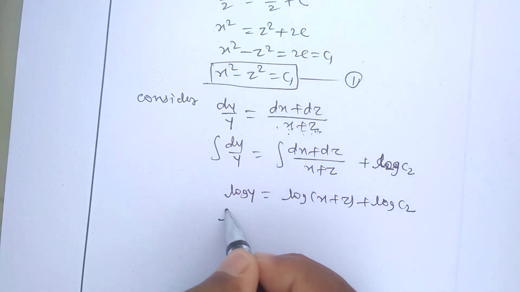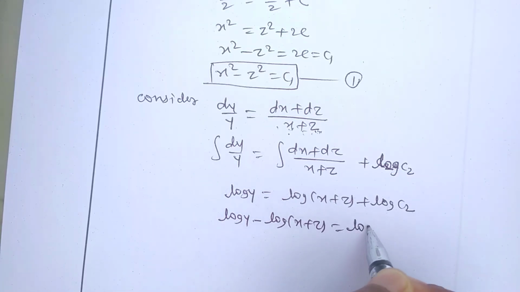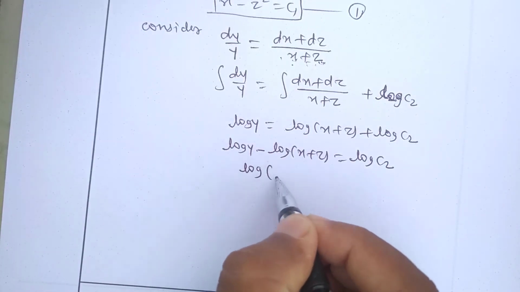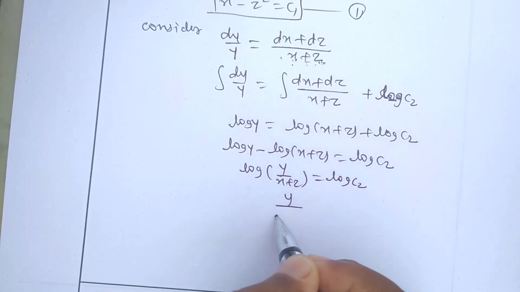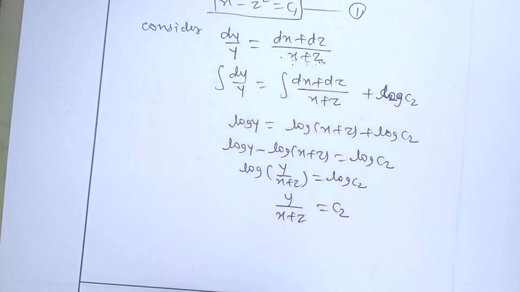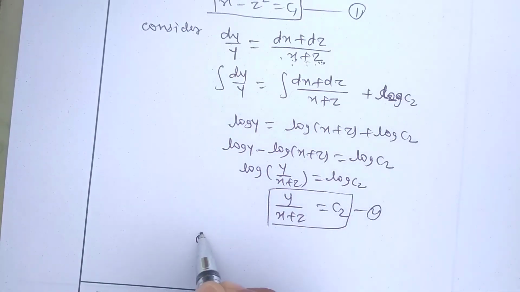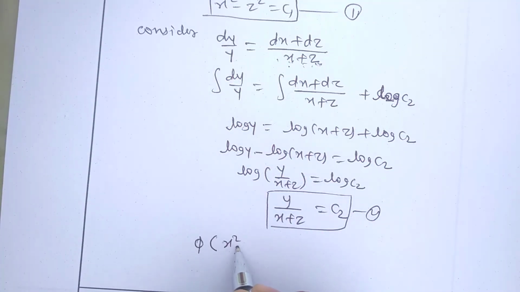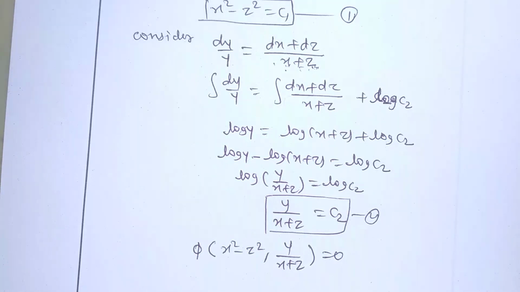So this log term comes in the left hand side, log of y minus log of x plus z equals log of c2. So that can be written as log of y upon x plus z equals log of c2, that is y upon x plus z equals c2. So this is our second solution. So our final answer is phi of c1, c2. Value of c1 is x square minus z square, and c2 is y upon x plus z, equals 0. It is our final answer.